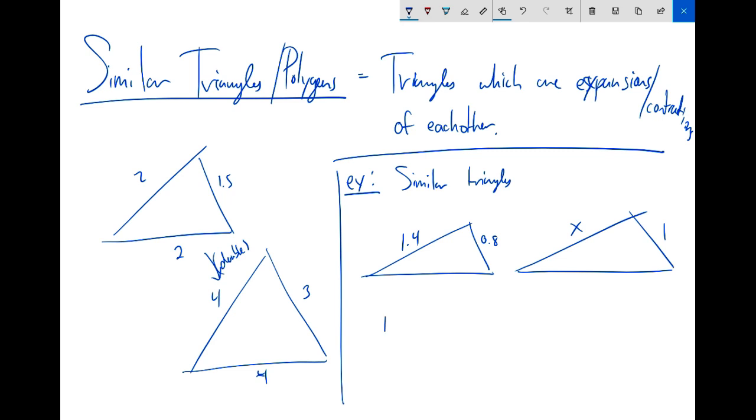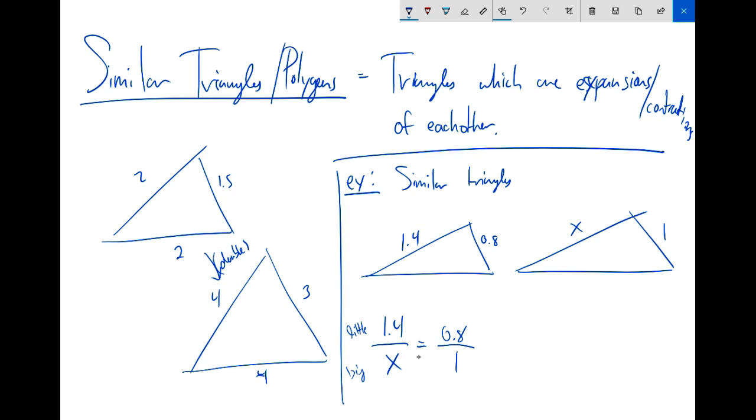Yeah, so 1.4 is the side on the little triangle that matches with x on the big triangle. So you set it up little to big. What's also true is that ratio should be the same as 0.8 on the little triangle to 1 on the big. So you match sides, set up a ratio or proportional equation, and then you cross multiply.